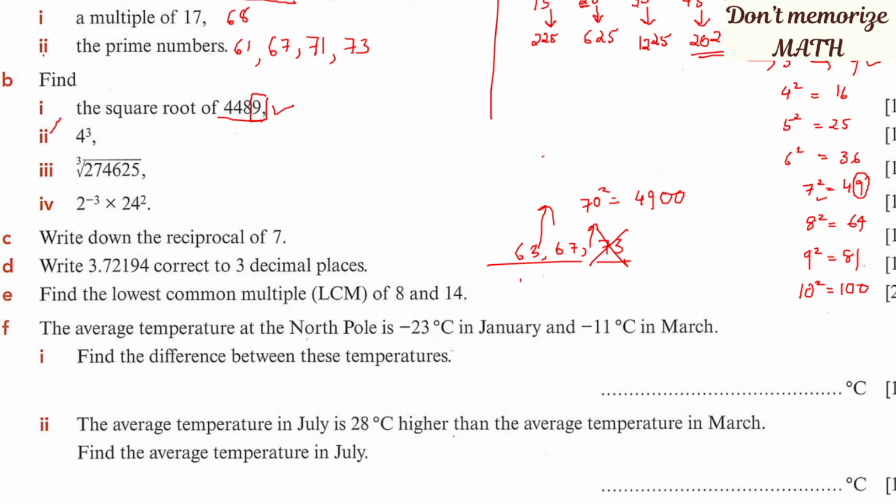So here we will find 65 square. What will be 65 square? 5 square is 25. Then 6 times 7. 6 times 7 is 42. So 4225. Here we have the number 4489. So 65 square is less than this number, it is more than 65 square, so we have only one option, that is 67.